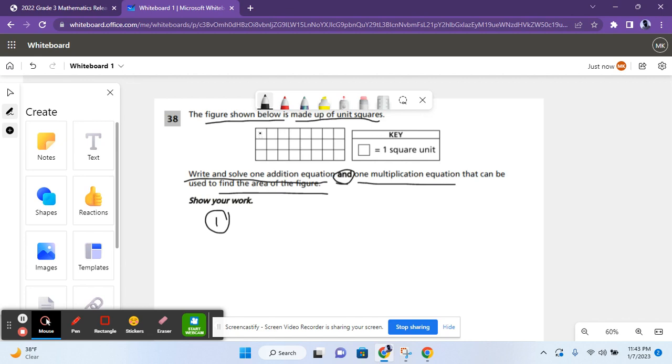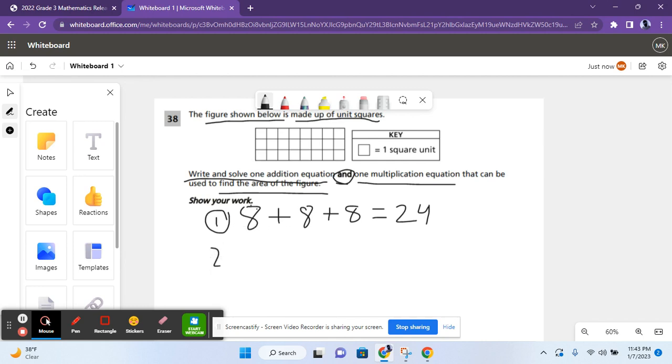So there are 1, 2, 3, 4, 5, 6, 7, 8 unit squares in the first row, and there are 3 rows. So you have to do 8 plus 8 plus 8 equals 24 to account for all the rows and all the unit squares. So that's our addition equation.